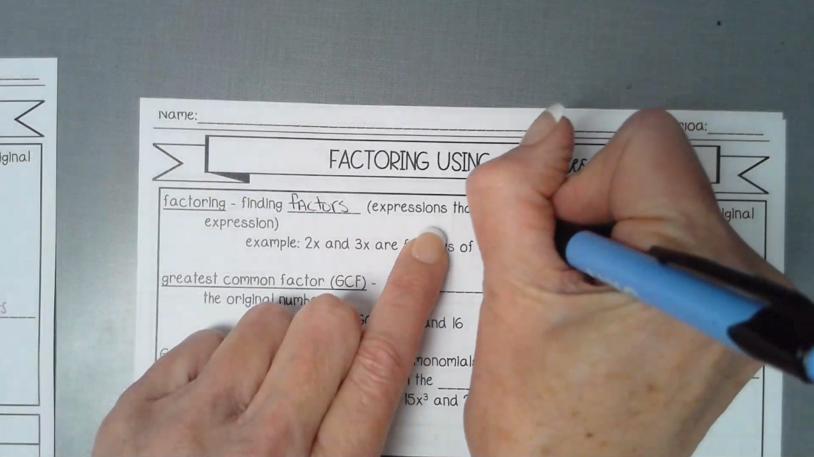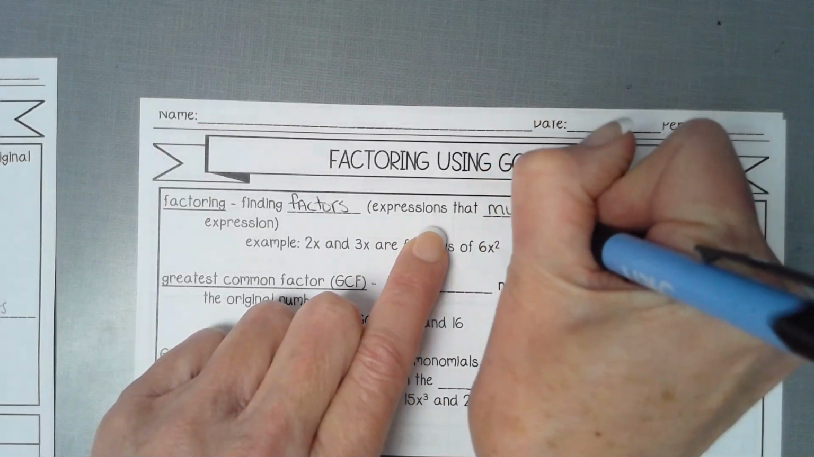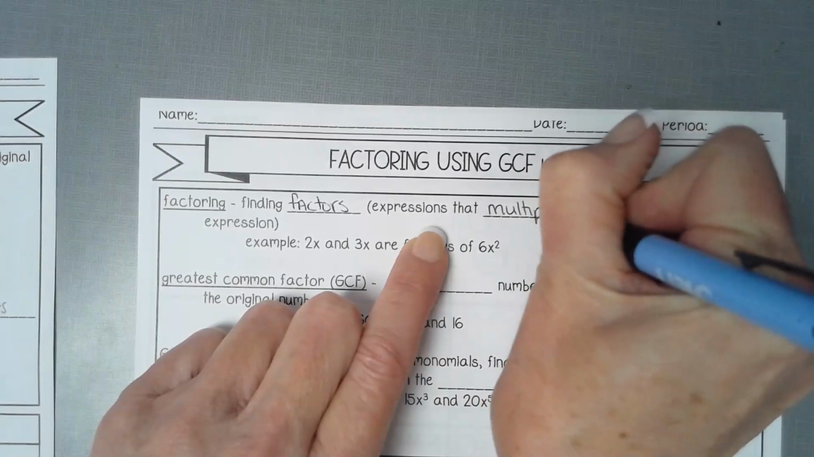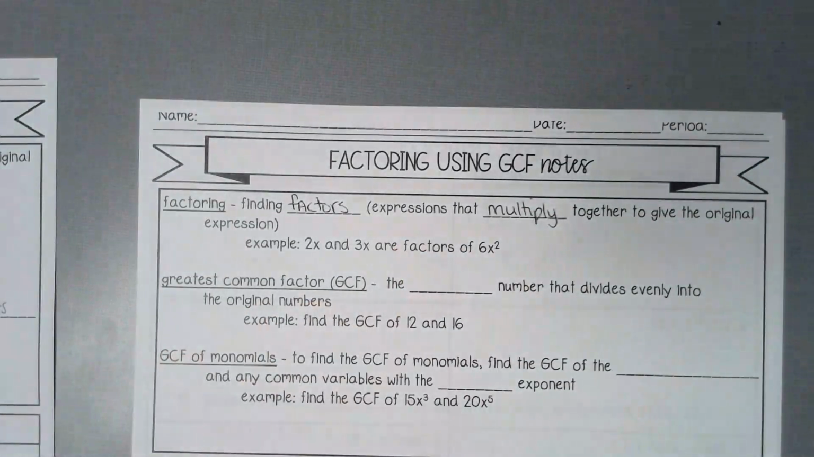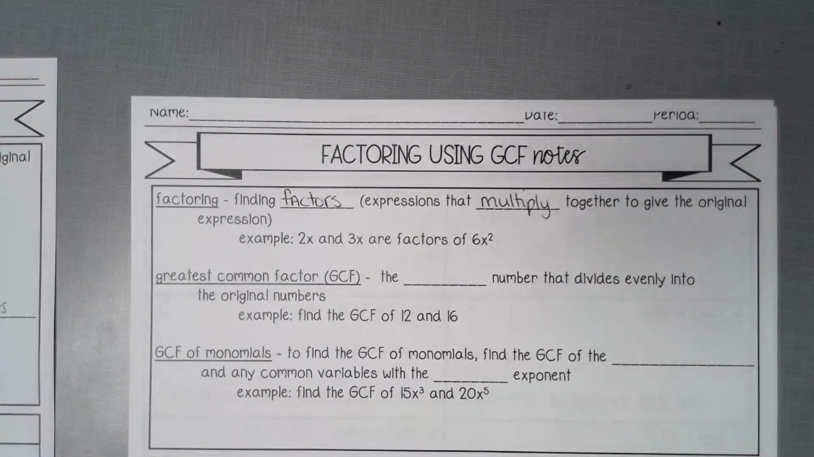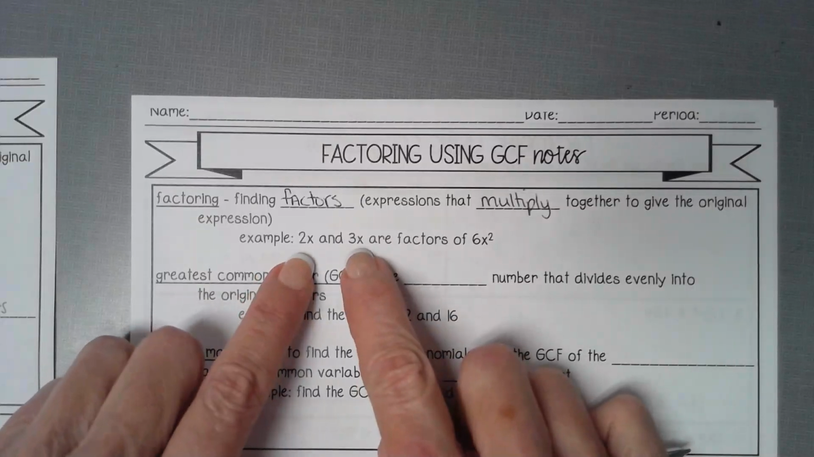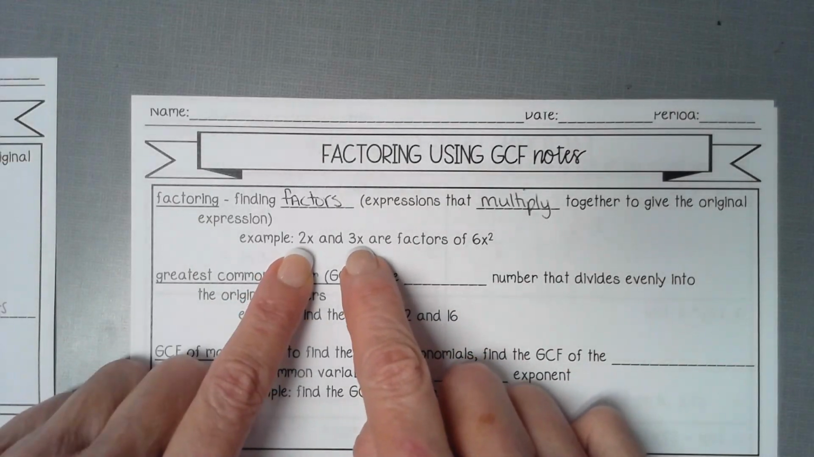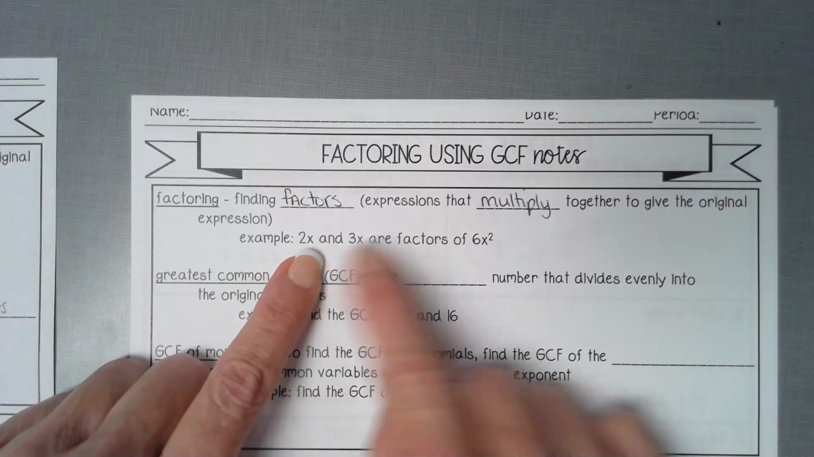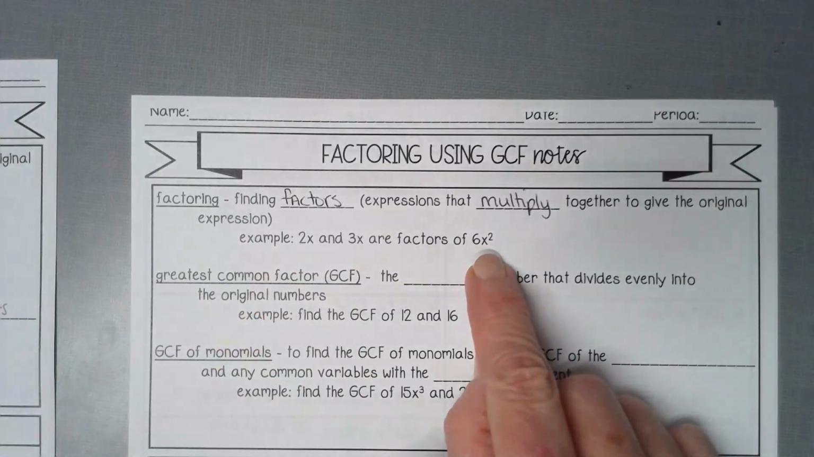Factors are expressions that multiply together. Factors multiply together to give us our original expression. So they're giving you examples. 2x and 3x are factors. If I multiply those together, I get 6x squared. Okay?